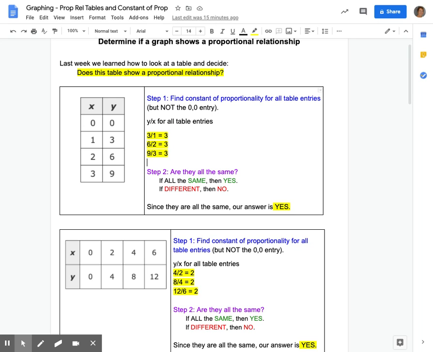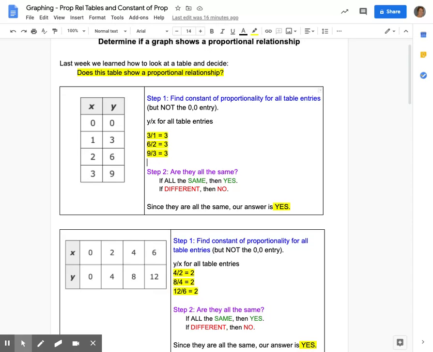In this video, we are going to learn how to determine if a graph shows a proportional relationship. Last week, we learned how to look at a table and decide, does this table show a proportional relationship? So we had two steps. Step one was to find the constant of proportionality for all the table entries, but not the 0, 0 entry. And then step two, we looked at if they're all the same, then our answer is yes.